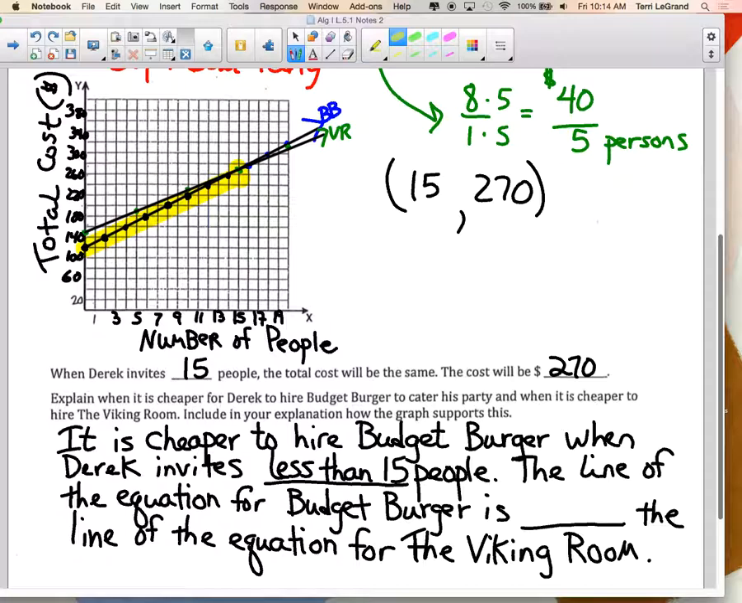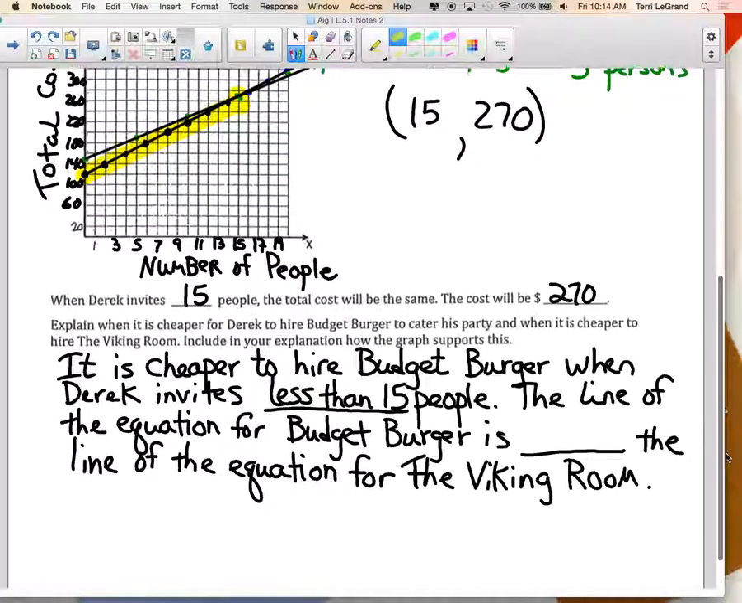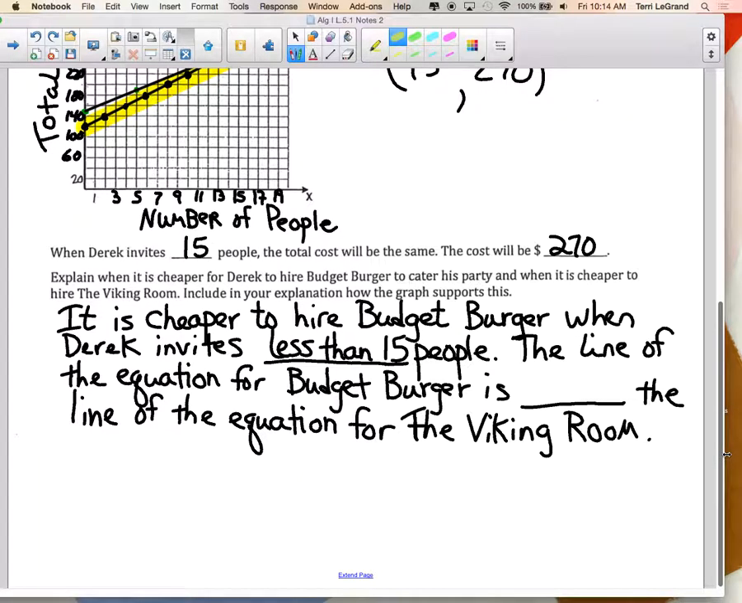Okay, so I will finish filling in the rest of just that part. The line of the equation for Budget Burger is below the line of the equation for the Viking Room. And then, of course, we would just state it the opposite for the other way, right? Yep.